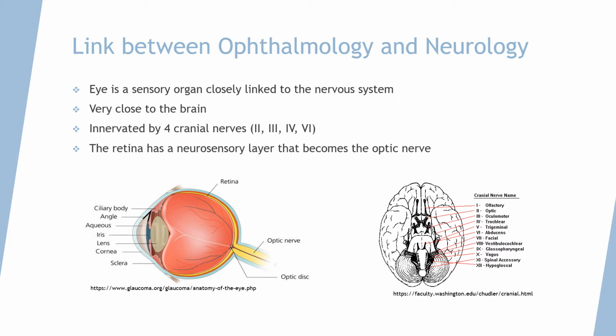The retina, which is the innermost layer of the eye that perceives light and translates the light energy to electrical signals. This also has a neurosensory layer that becomes the optic nerve as it exits the eye from the blind spot.